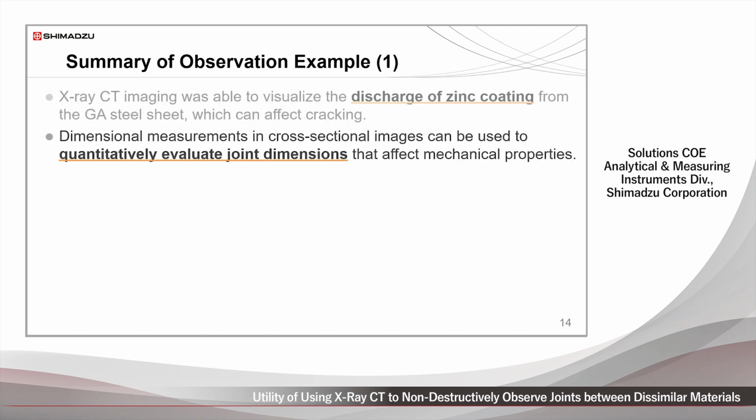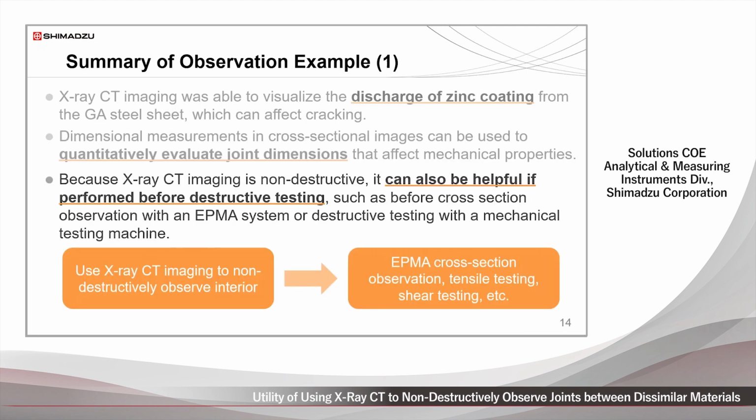In addition, the results showed that dimensional measurements in cross-sectional images can be used to quantitatively evaluate joint dimensions that affect mechanical properties. Because X-ray CT imaging is non-destructive, it can be used to observe three-dimensional structures over a large area when deciding whether to cut samples for detailed cross-sectional observation using an EPMA system.